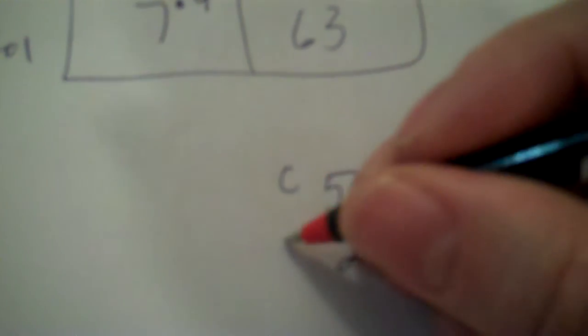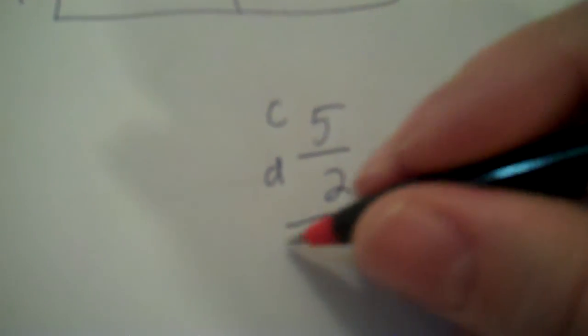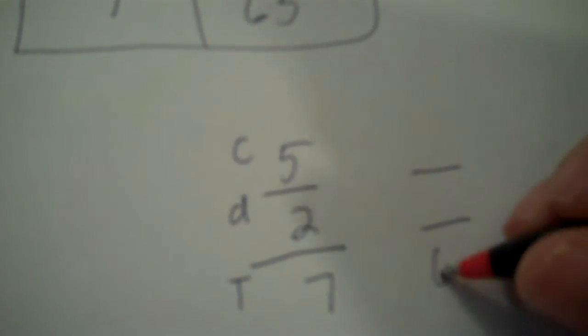You could also just go 5, 2, put cats, dogs, then you add them. Cats, dogs, total, that's 7. Make another set, 63 is your total, and then just solve it from there if you don't want to make the box. Okay, it's up to you.